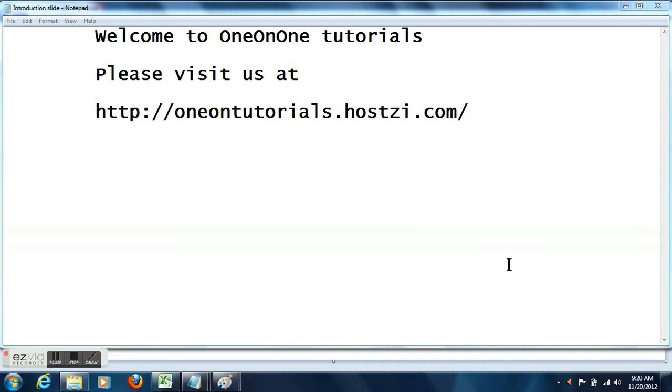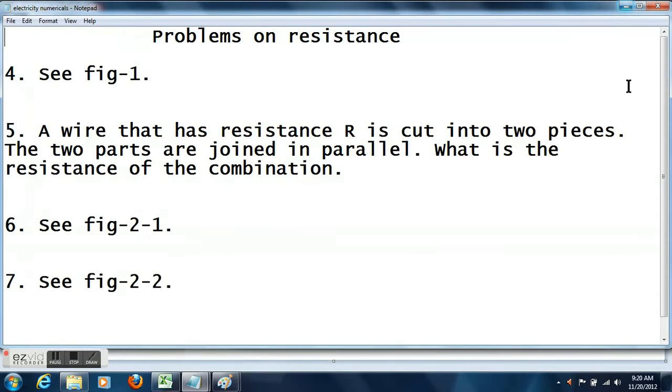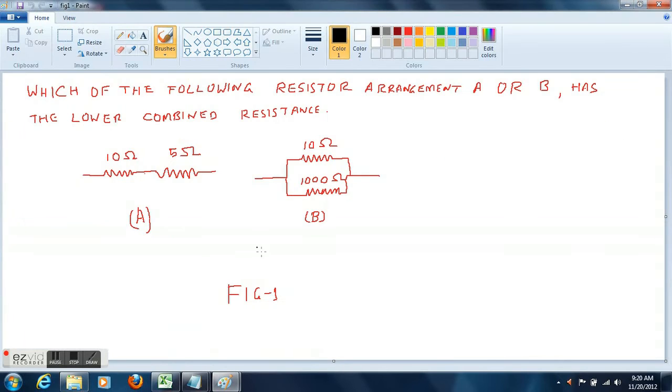Welcome to the next tutorial on current electricity. In this tutorial, I will be discussing the solutions to the problems I discussed in my earlier tutorial. The first problem: which of the following resistor arrangements, A or B, has the lower combined resistance?